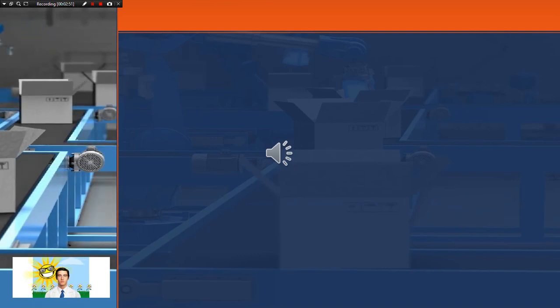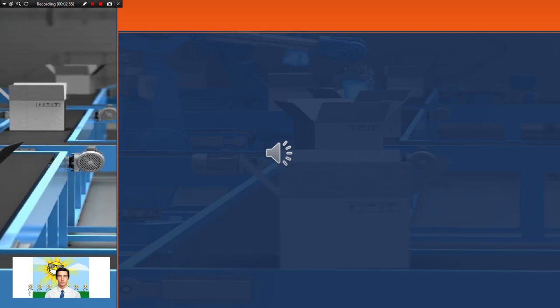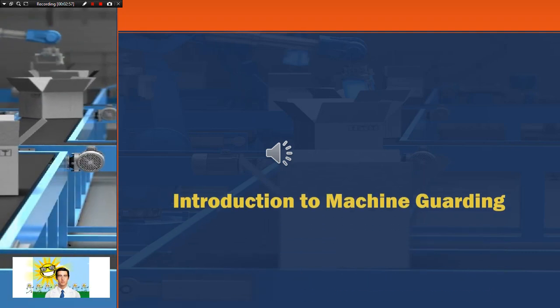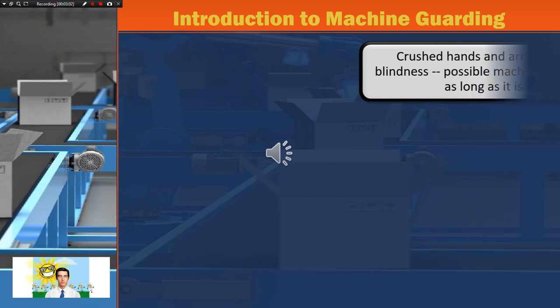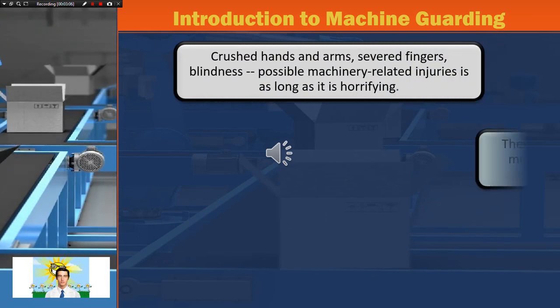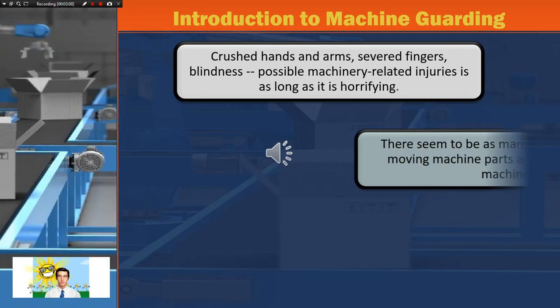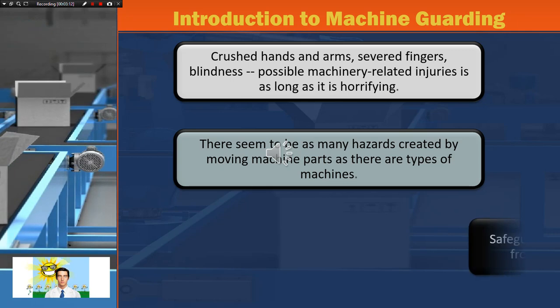Introduction to Machine Guarding. Crushed hands and arms, severed fingers, blindness: the list of possible machinery-related injuries is as long as it is horrifying. There seem to be as many hazards created by moving machine parts as there are types of machines. Safeguards are essential for protecting workers from needless and preventable injuries.